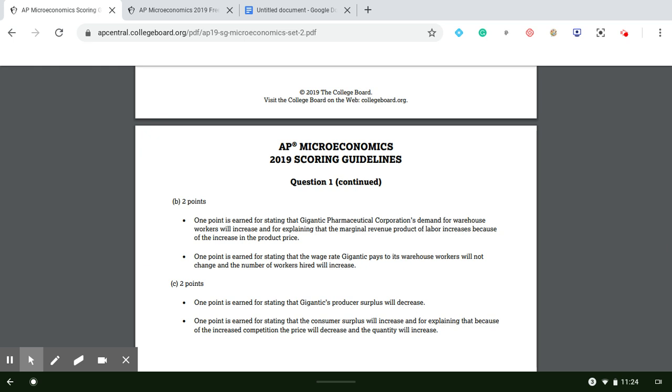Gigantic demand for warehouse workers will increase, and that marginal revenue product of labor increase because of the increase in the product price. Okay. So you probably wanted to mention something about prices. That might be one slight problem with my explanation. 1 point is earned for saying that the wage rate will not change and the number of workers will increase.